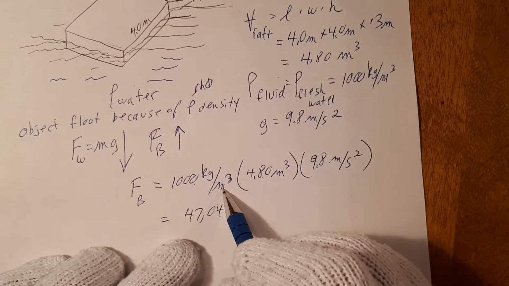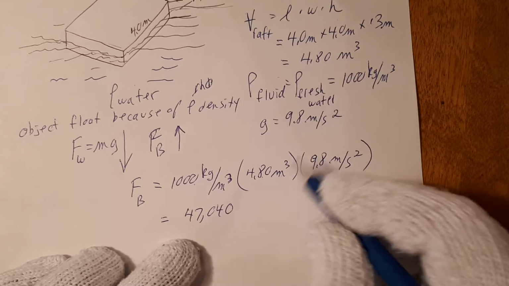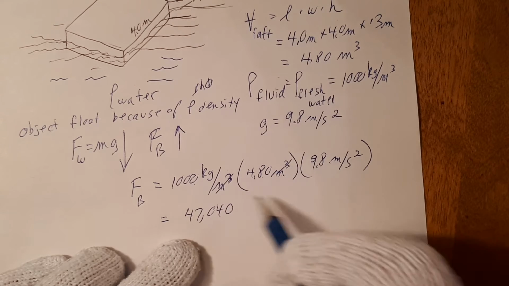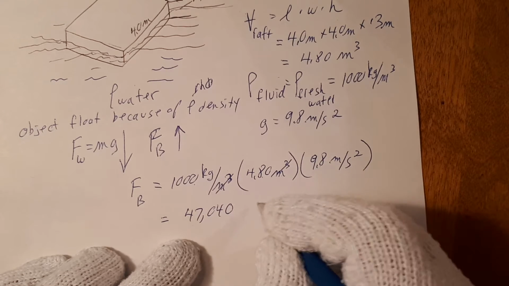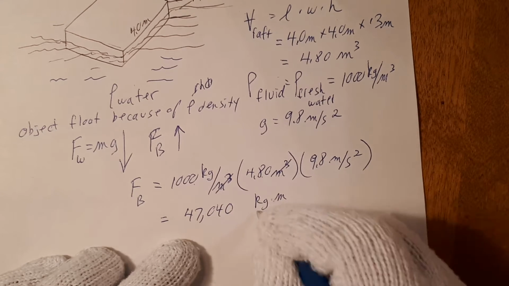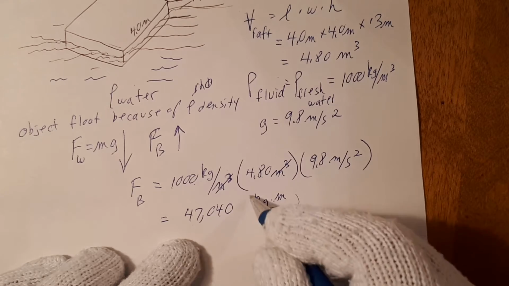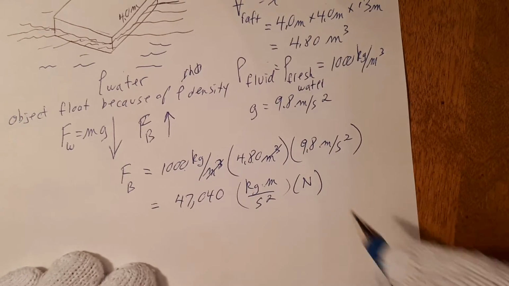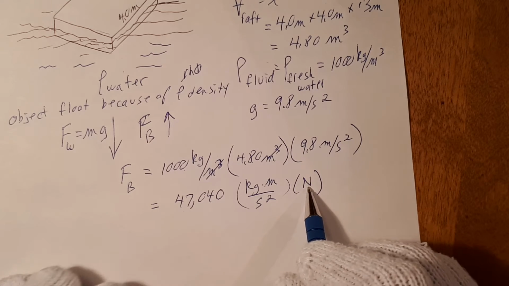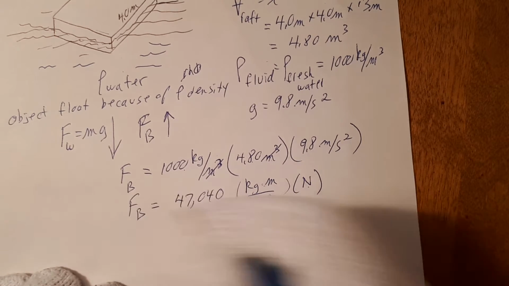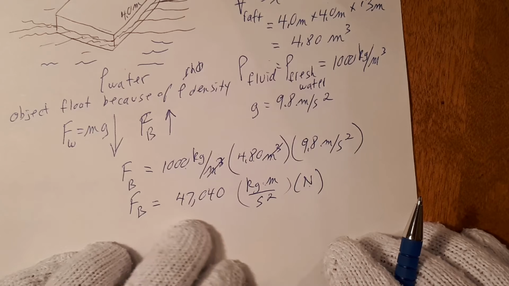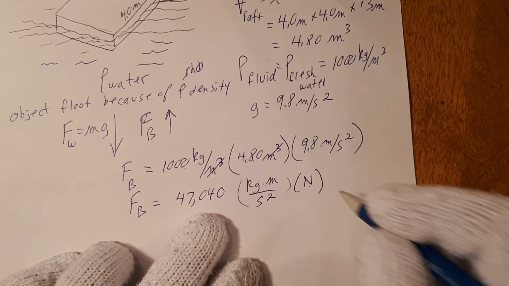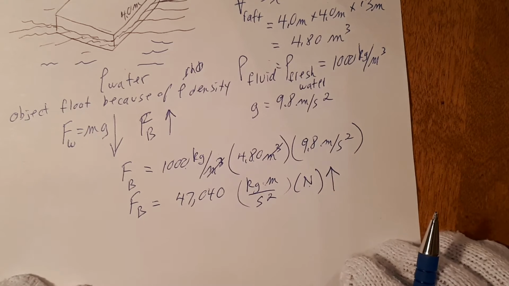kilogram per meters cubed is in the denominator and meters cubed is in the numerator. They'll cancel out. What's left is the kilogram meter per second squared. And this combination of units is also given the name of a Newton. And all forces have the unit of Newton. So the buoyant force is 47,040 newtons and pushing upward.